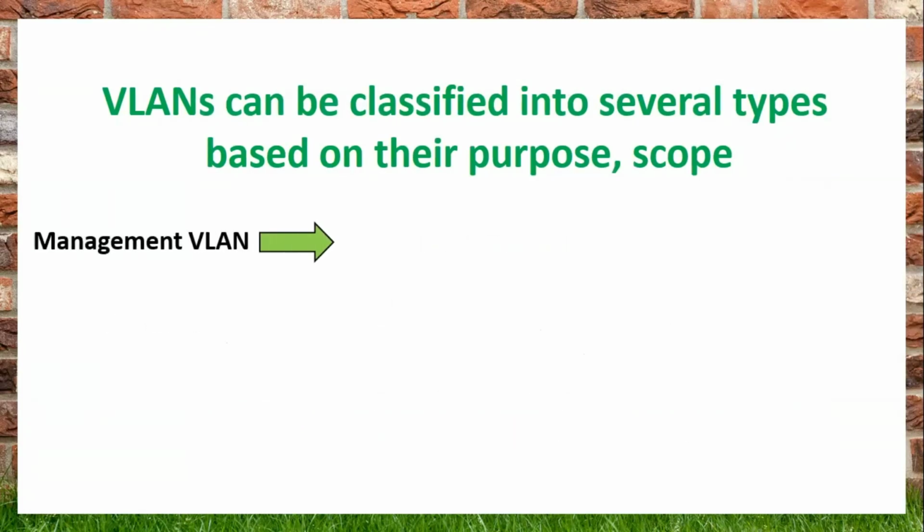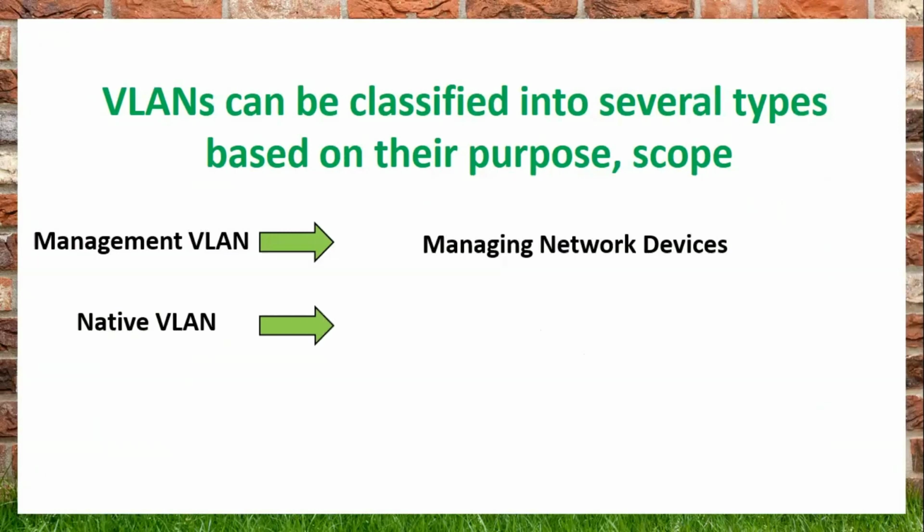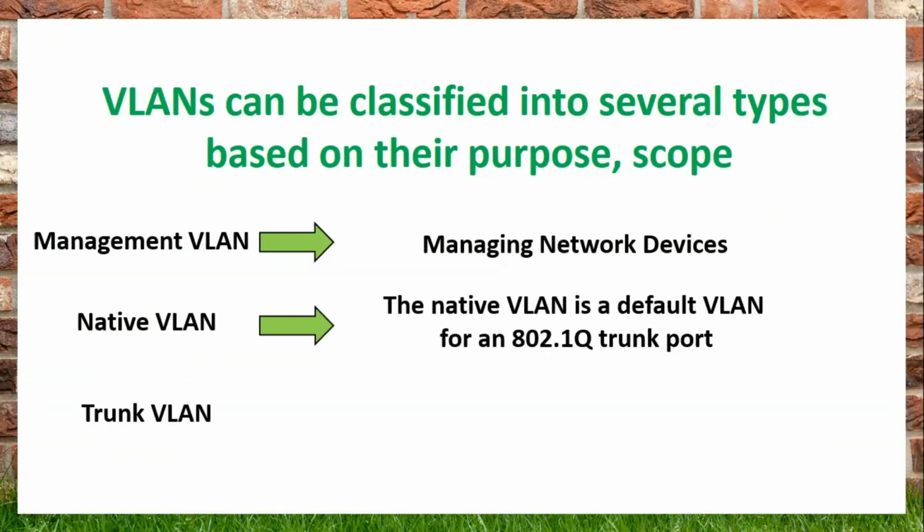Management VLAN. Management VLAN is used for managing network devices such as routers, switches, and access points, etc. The purpose of keeping a management VLAN is to isolate the management traffic from the user data traffic for security reasons as well as performance reasons. Native VLAN. The native VLAN is VLAN 1 by default and it can be changed to any VLAN. As well as the trunk VLAN.